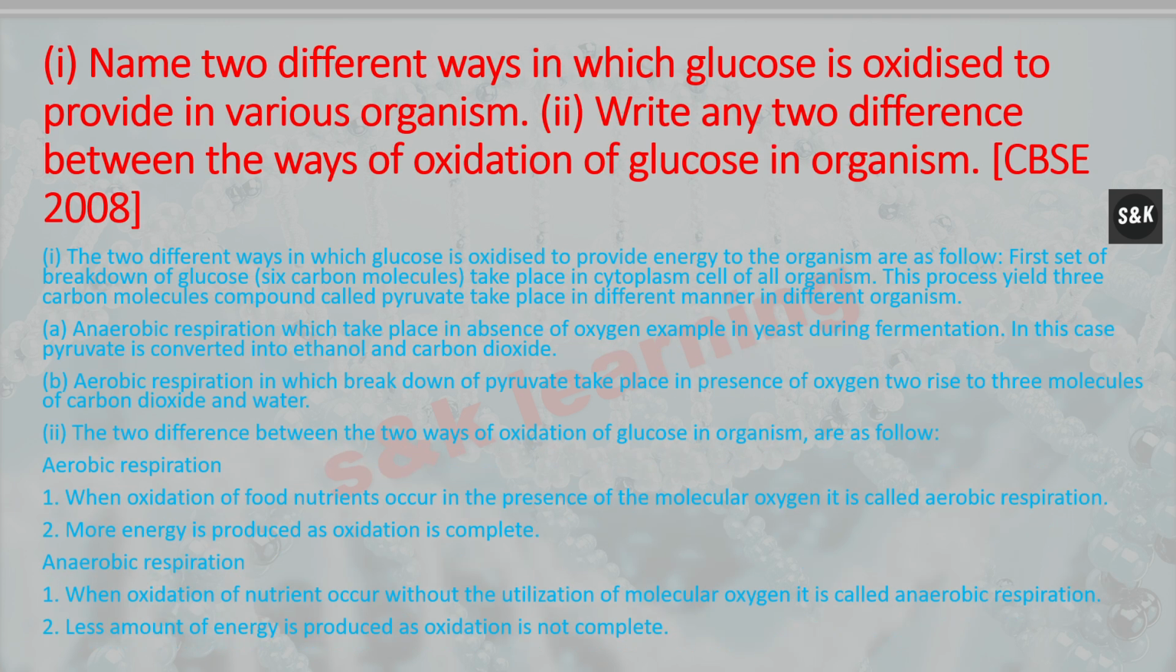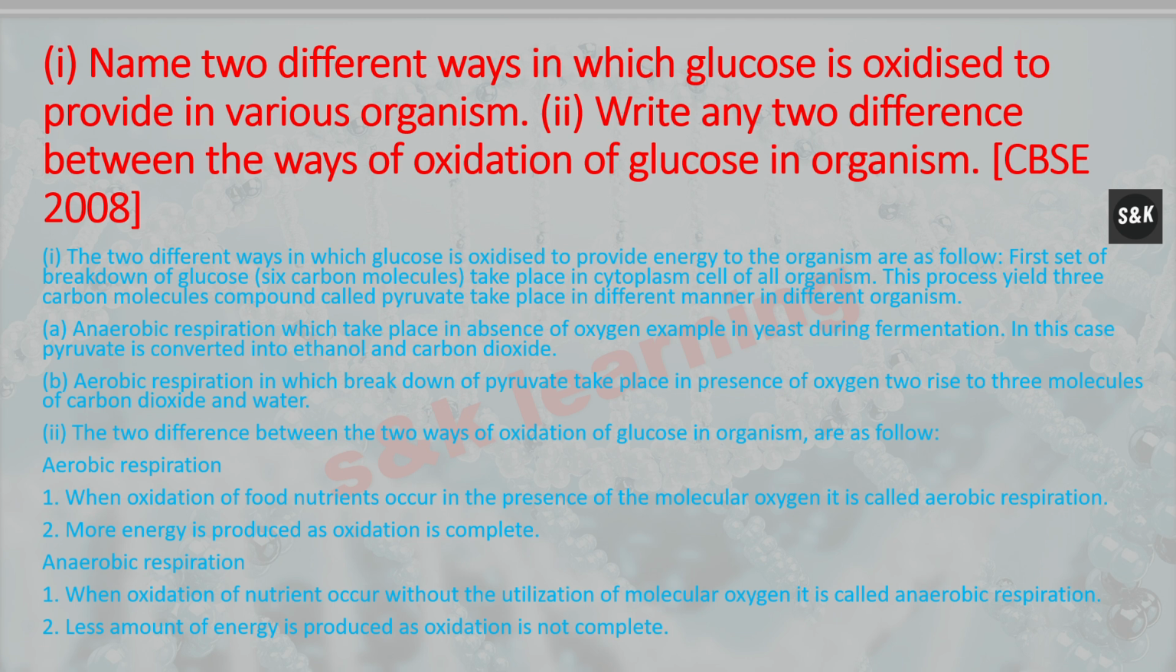Next, name two different ways in which glucose is oxidized to provide energy in various organisms. The two different ways in which glucose is oxidized to provide energy to the organism are as follows. First, the breakdown of glucose takes place in the cytoplasm of the cell of an organism. The process yields a three carbon molecule compound called pyruvate, which is further broken down in different manners in different organisms.